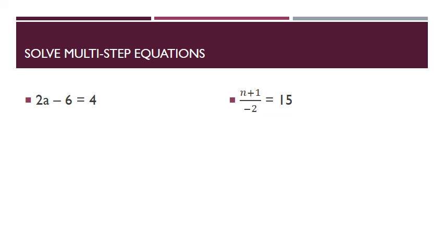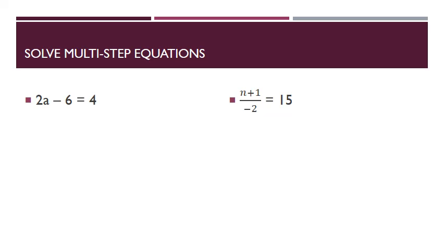All right. Well, we're beginning to look at multi-step equations, which really just means that we've got to perform more than one mathematical operation in order to solve. So let's look at this first one on the left. This does correspond to page 91, example 1 in your Algebra 1 textbook. And so we've got 2a minus 6 equals 4.